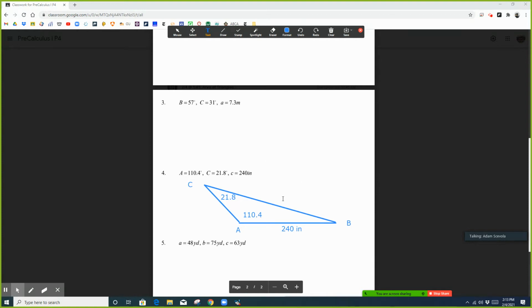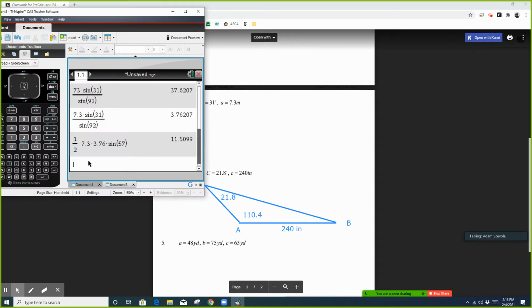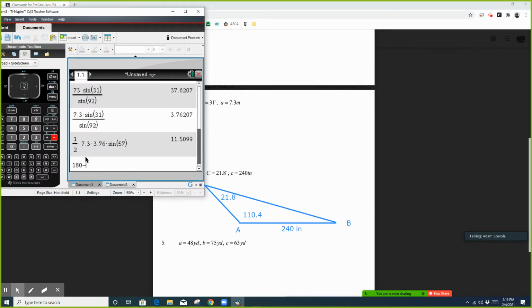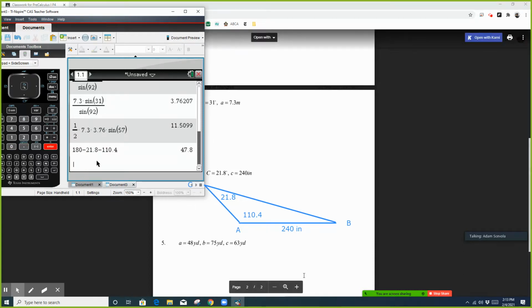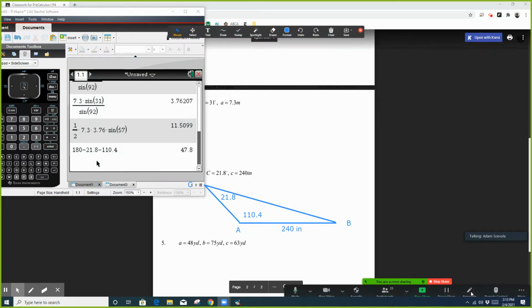Either way, we're going to need to figure out what this angle B is. So let's just find angle B. Anytime you're given two angles in a triangle, just find the third angle. It's really easy and it'll probably save you more headaches than create extra work for you. All right, so we get 47.8. This angle here is 47.8.